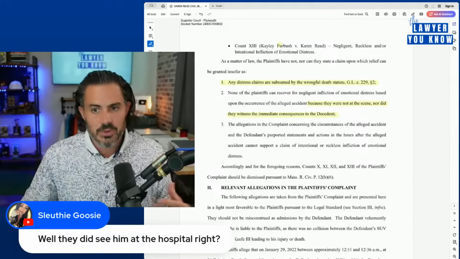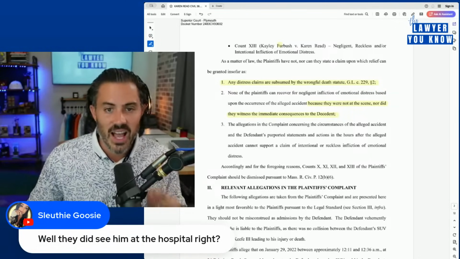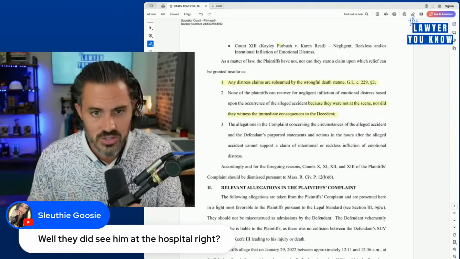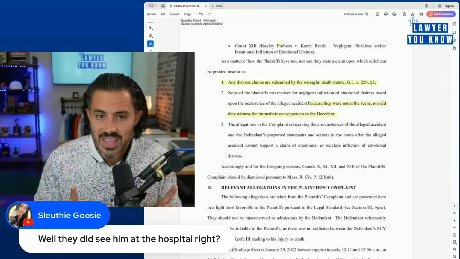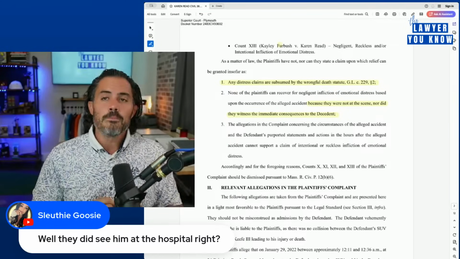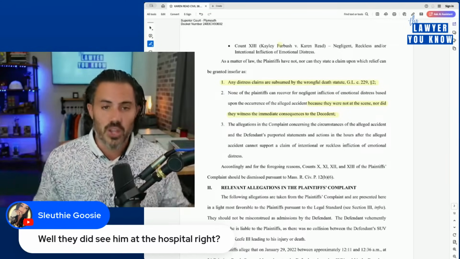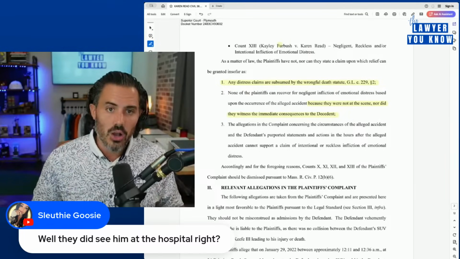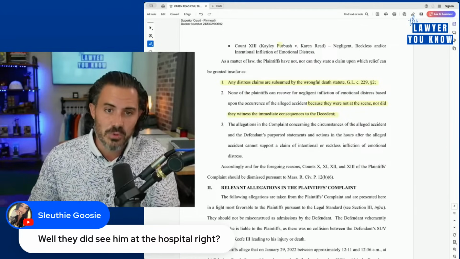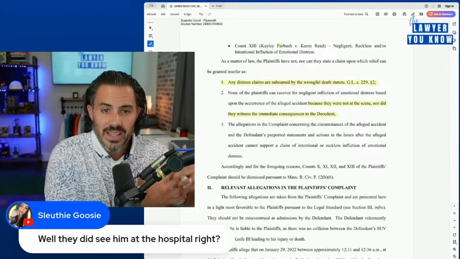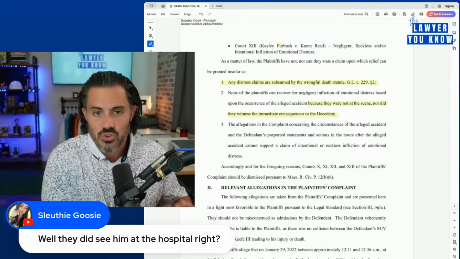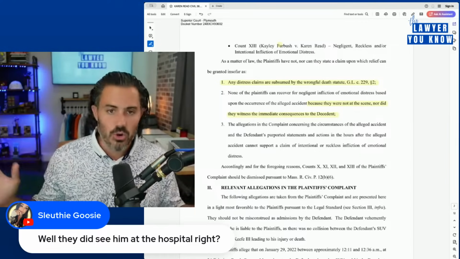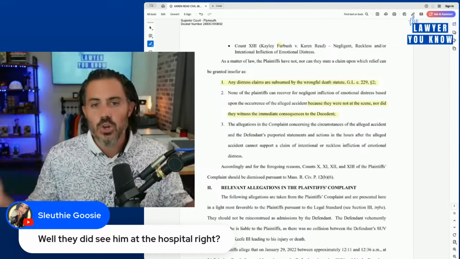And Sleuthy Goosey brings up a good point. Well, they did see him at the hospital, right? That usually, it's going to be judge to judge. There's some judicial discretion and some differences in jurisdictions. Usually that's not enough. And the reason for that is courts, as you know, don't want to open the floodgates for these types of claims. And if every family member who saw a deceased family member at the hospital could have an intentional infliction or negligent infliction of emotional distress claim, that would be every single wrongful death claim. Every single wrongful death claim would also have these. Then we don't need them separately.